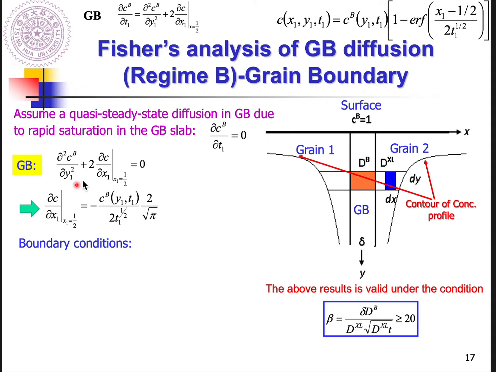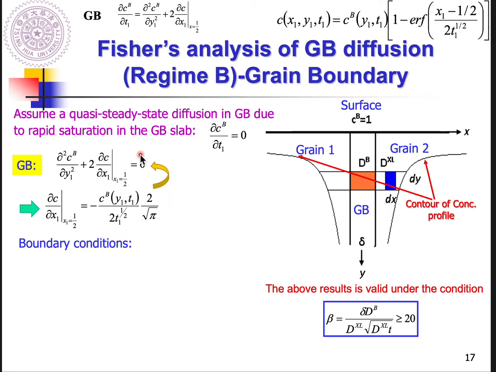The way is, as we know, partial C over partial x1 at x1 equals 1 over 2. We can directly use the equation we derived in the previous slide, this one, partial with respect to x1. You just need to take the partial derivative of this term, and at x1 equals 1 over 2, then you can get this result.